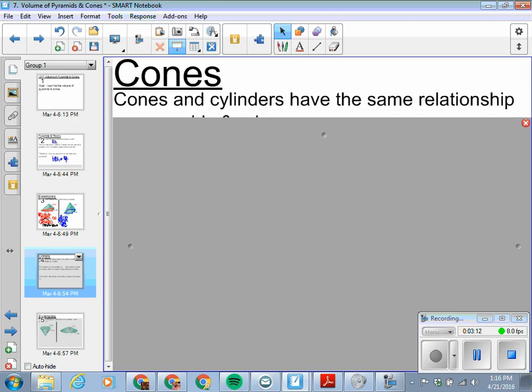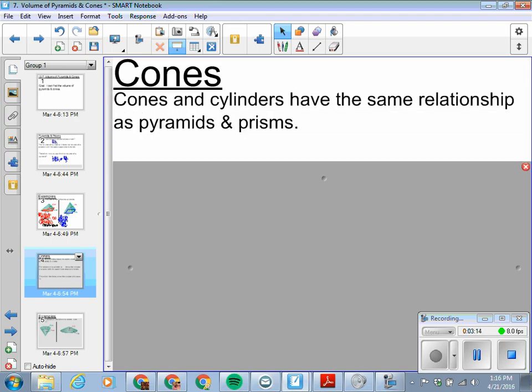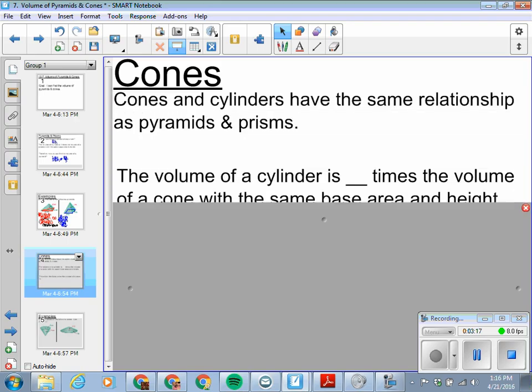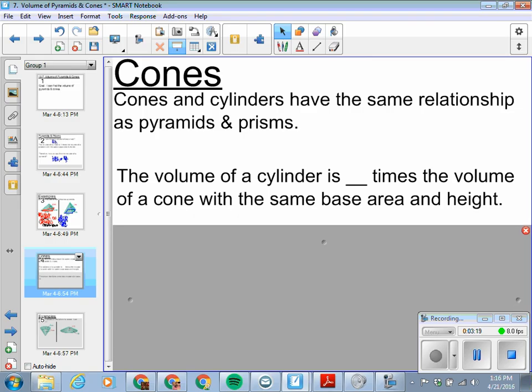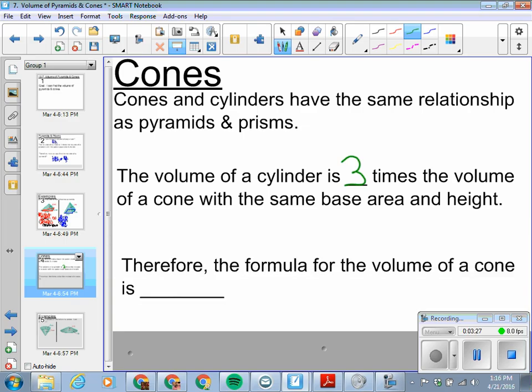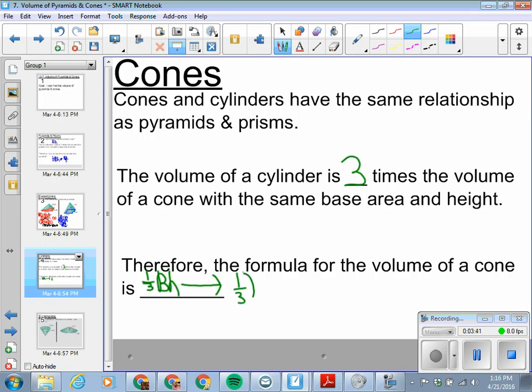Moving on to cones. Now, cones and cylinders have the same relationship as pyramids and prisms, which means the volume of a cylinder is 3 times the volume of a cone with the same base area and height. So our formula, again, is going to be 1/3 times the area of the base times the height. Specifically, though, for a cone, it's 1/3 area of the base. Remember, it's going to be pi r squared times the height.